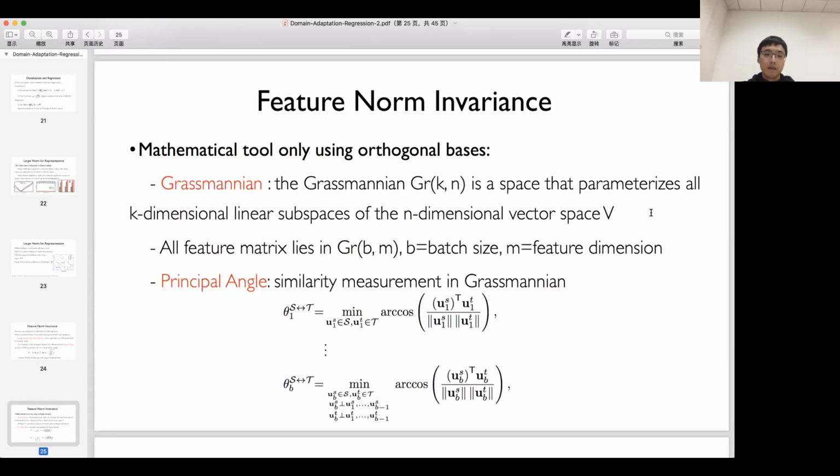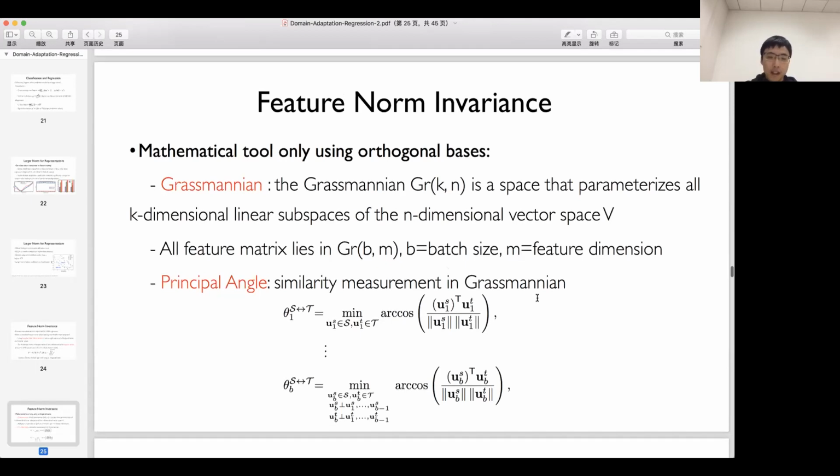It means that if we use a deep learning model, we have a feature matrix. It consists of a batch size of instance representations. So this feature matrix lies in the Grassmannian Bm, where B is the batch size and M is the feature dimension. So if our feature matrix lies in the Grassmannian, it is easy to use some similarity measurement in the Grassmannian. And the principal angle is a commonly used similarity.